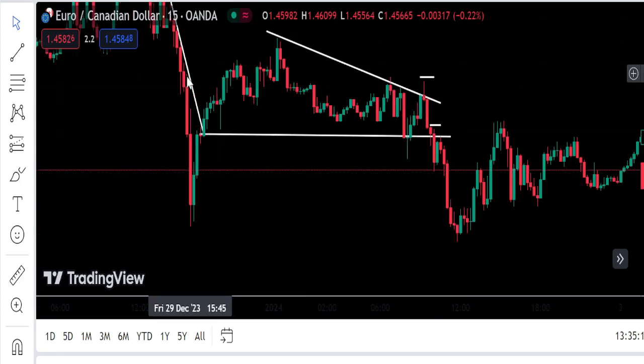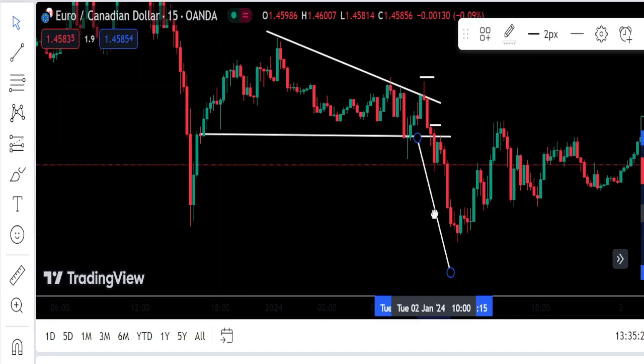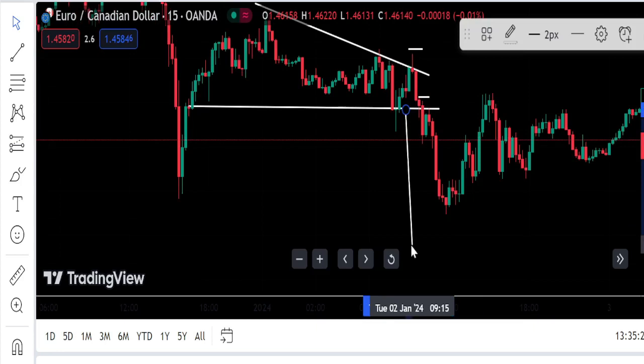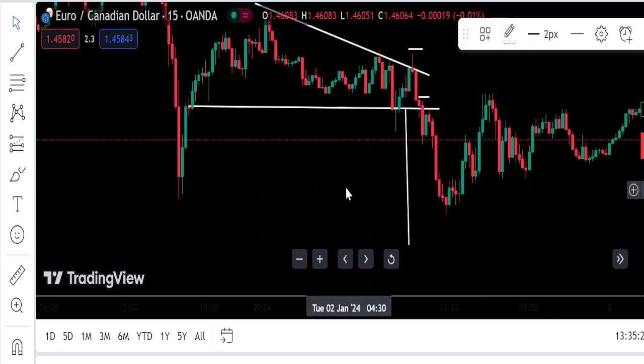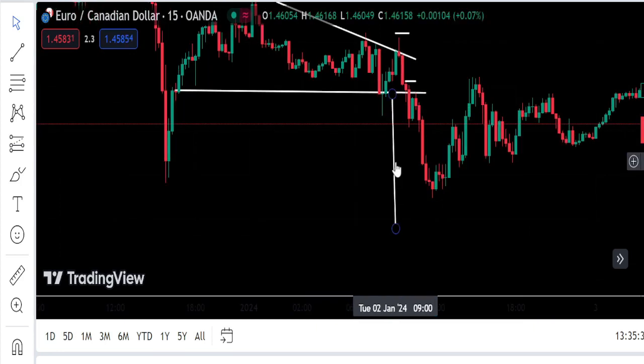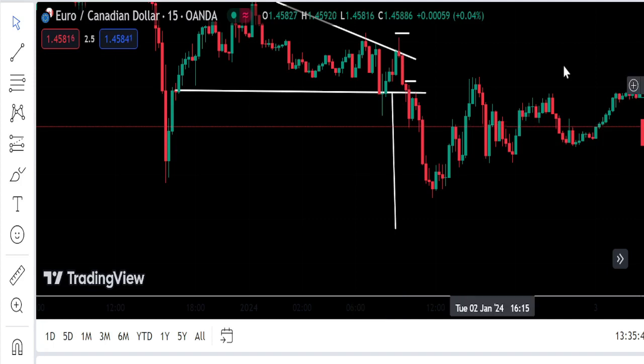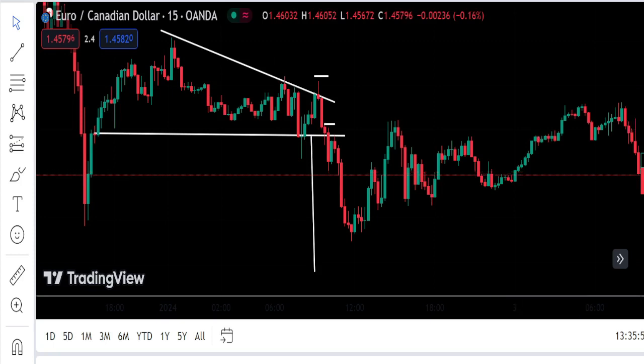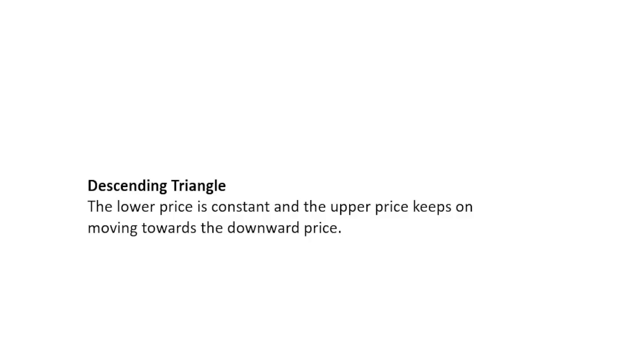It will give us a projected price of about here. And as you may already know, I always like to take profit, 50% of this projected price, 25% here, and the remaining 25% at the end of it. So that's it for this pattern, and let's do a recap of this triangle pattern.